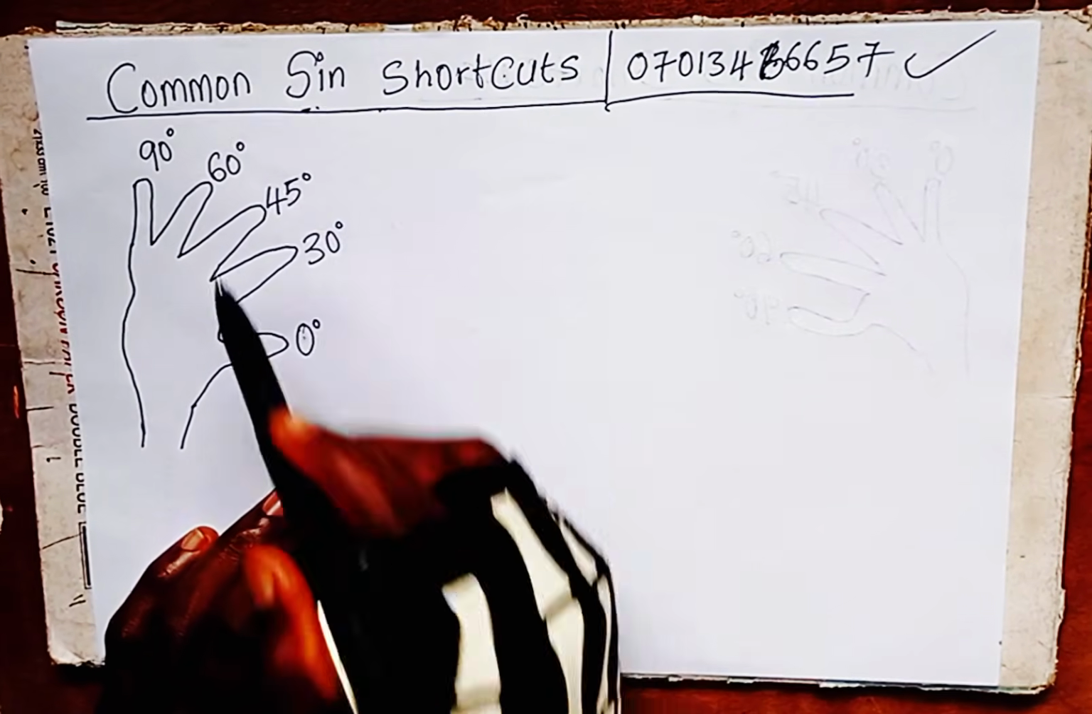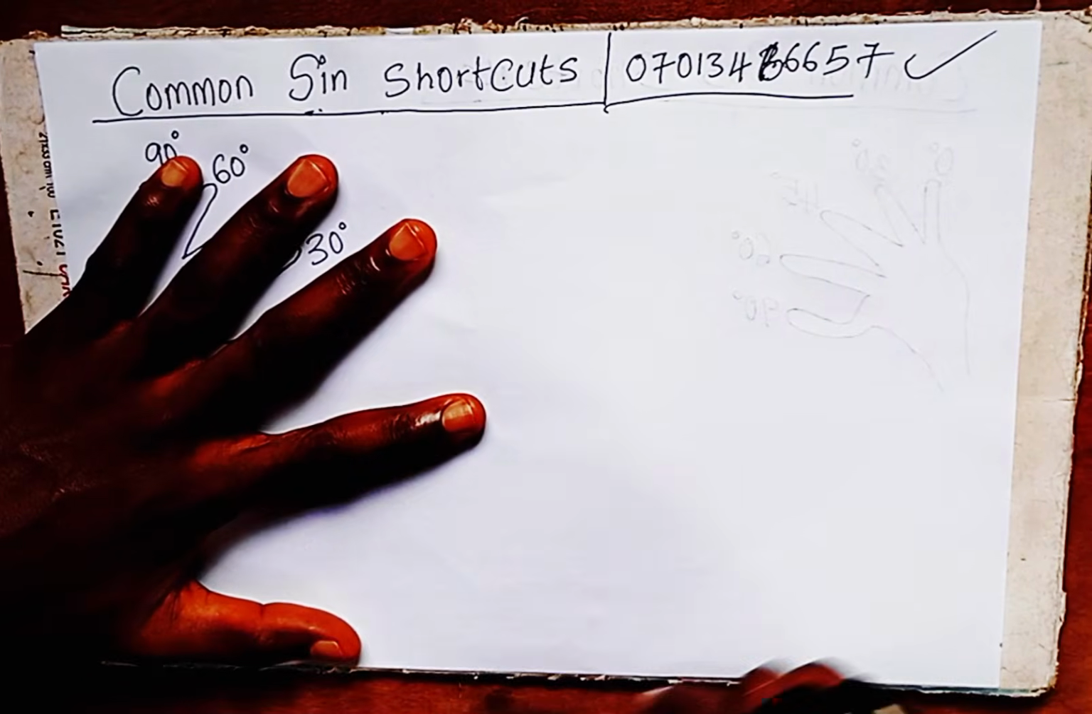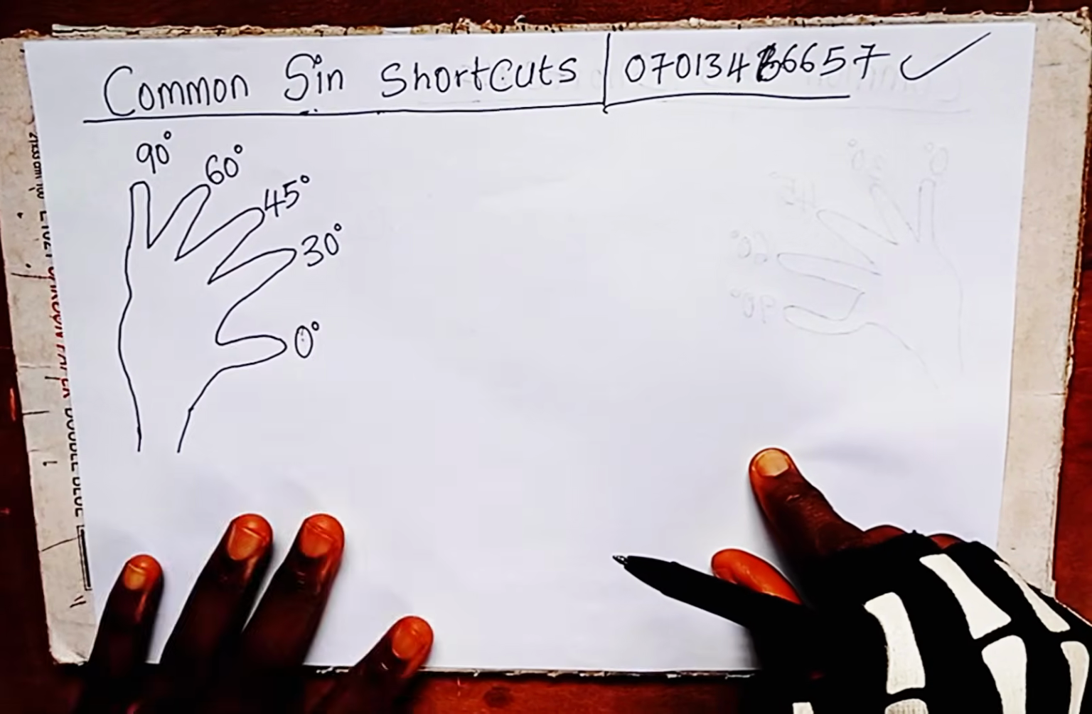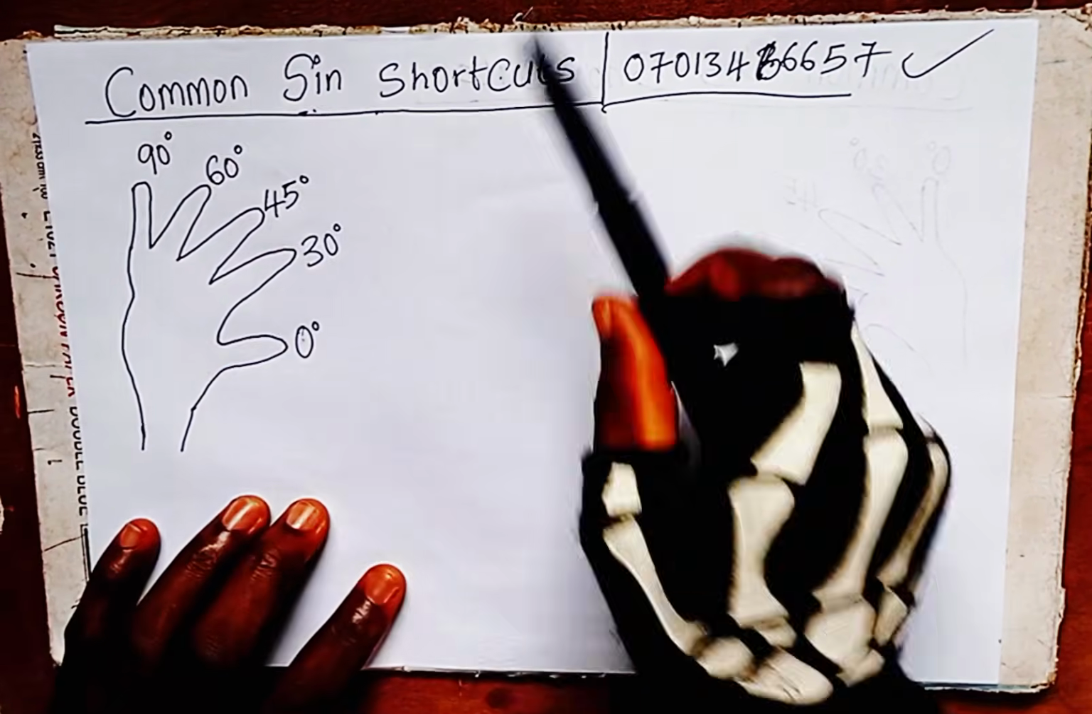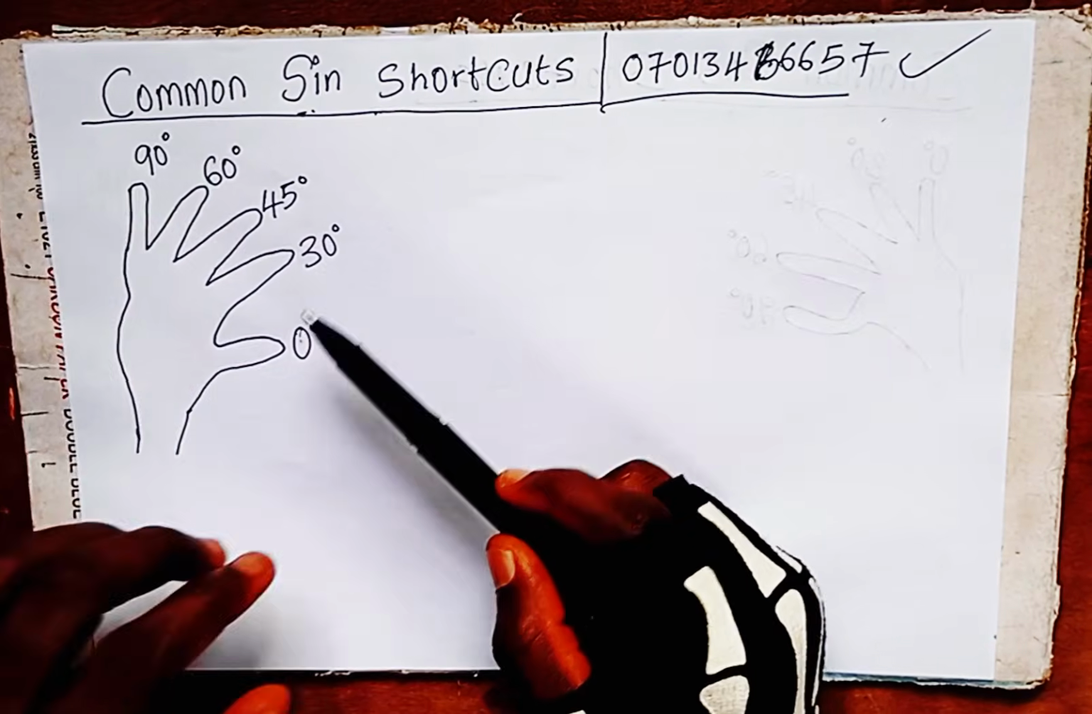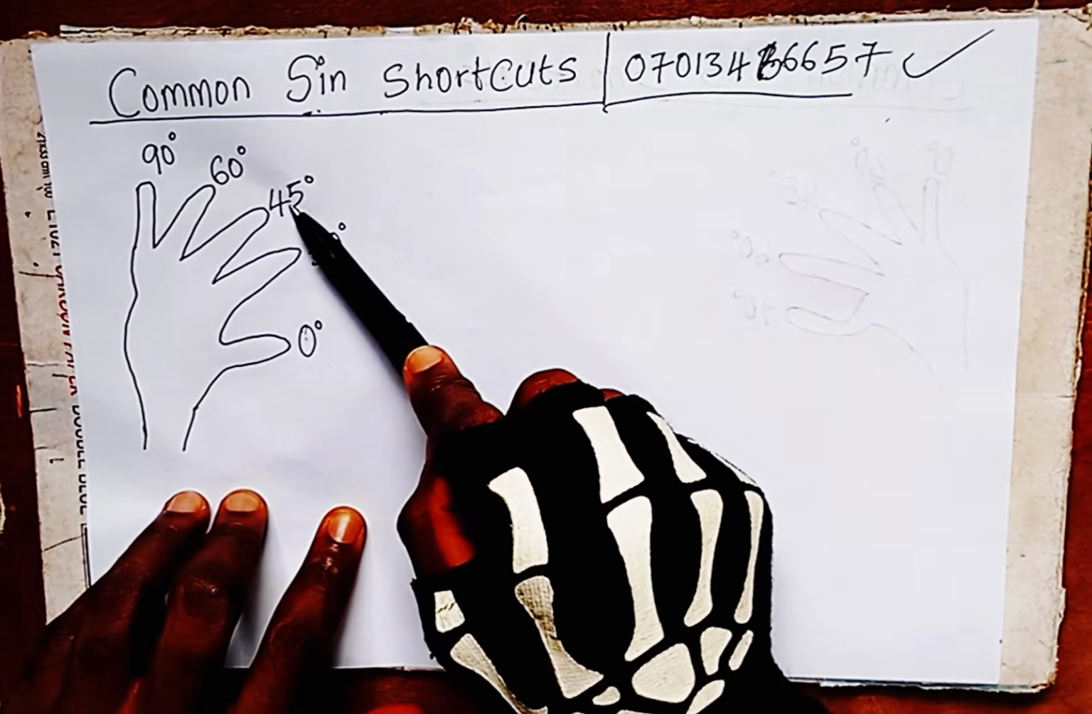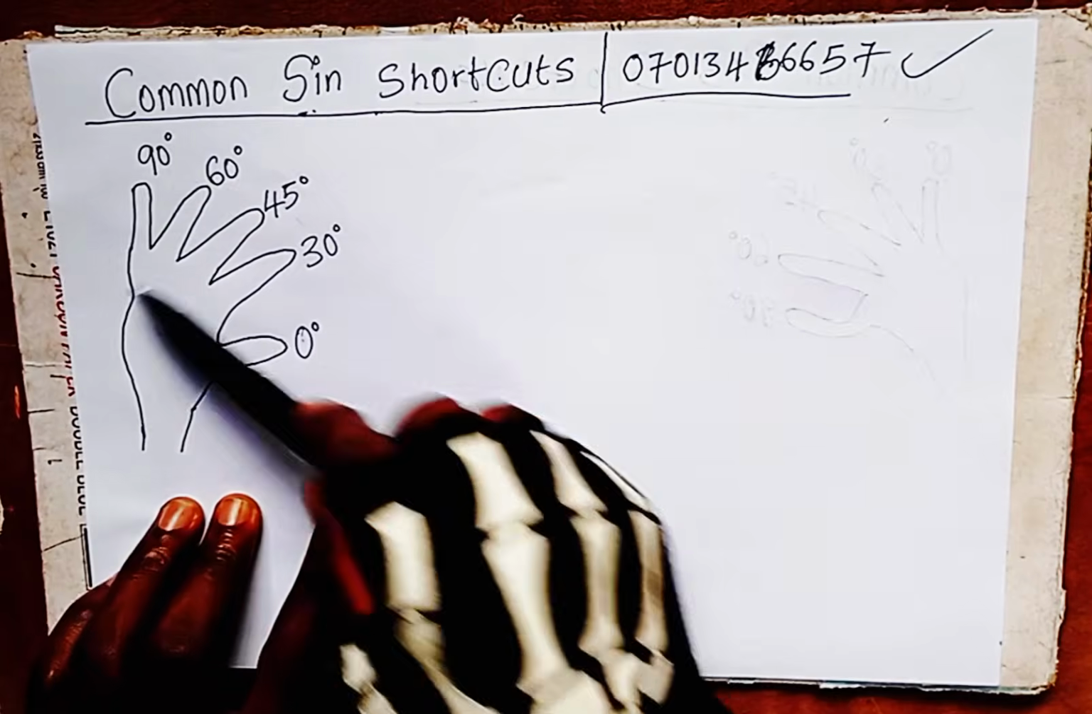So it's easy. If you are working on sine, all you have to do is draw a hand like this. You see the way my hand is like this. Then label the hand for sine, starting from this thumb. Label from 0, 30, 45 degrees, 60, 90. As simple as this.